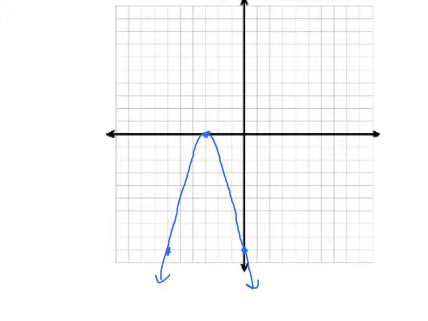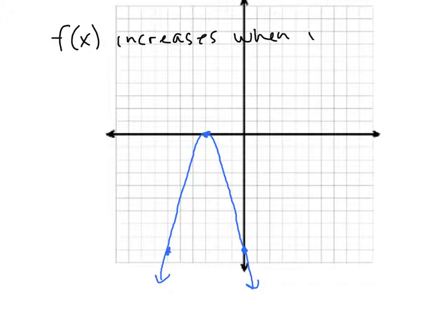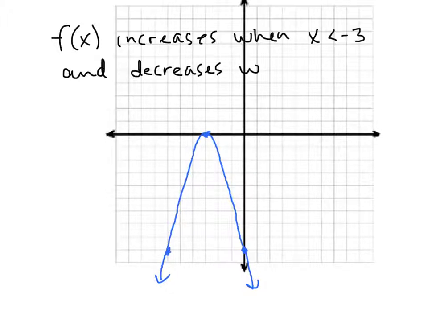So for this function, we have that f of x increases when x is less than negative 3 and decreases when x is greater than negative 3.